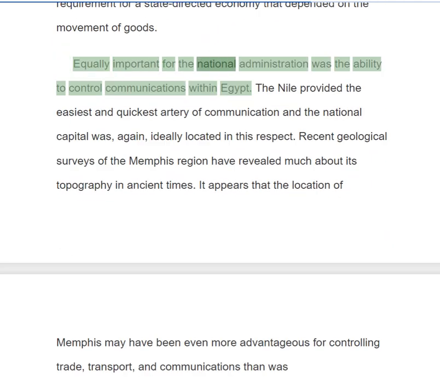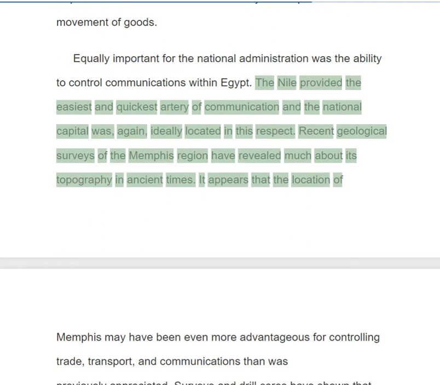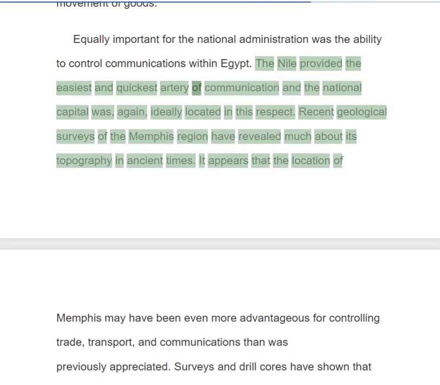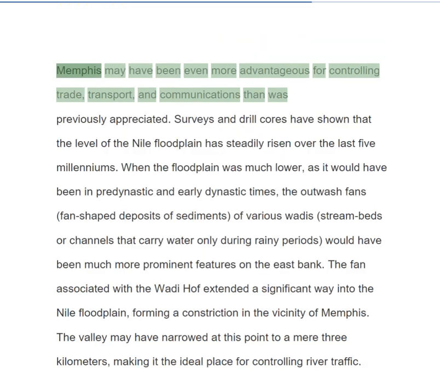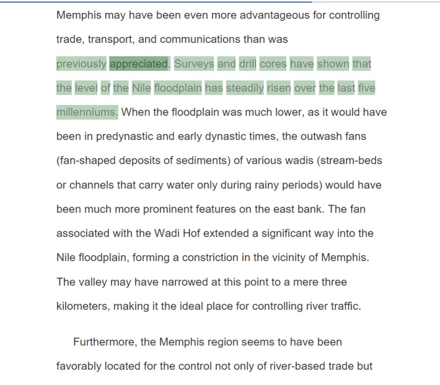Equally important for the national administration was the ability to control communications within Egypt. The Nile provided the easiest and quickest artery of communication, and the national capital was, again, ideally located in this respect. Recent geological surveys of the Memphis region have revealed much about its topography in ancient times. It appears that the location of Memphis may have been even more advantageous for controlling trade, transport, and communications than was previously appreciated.